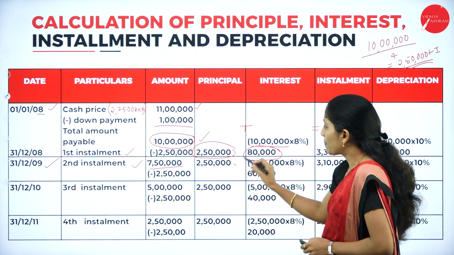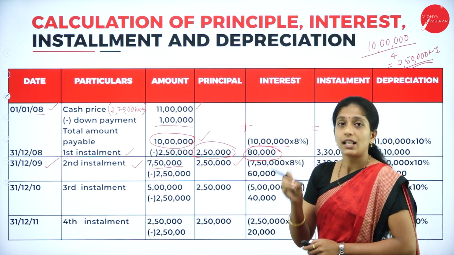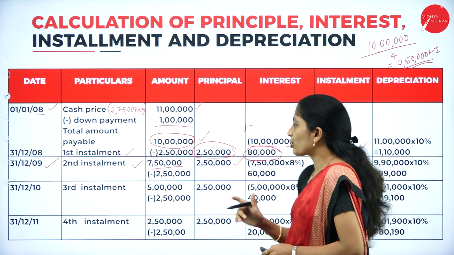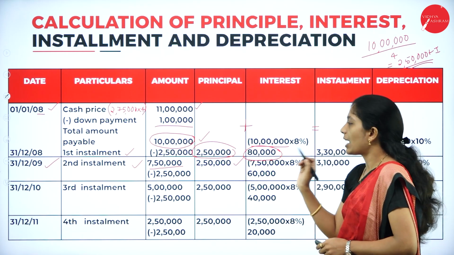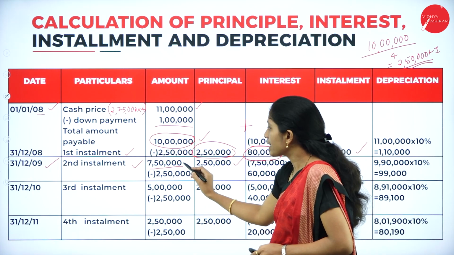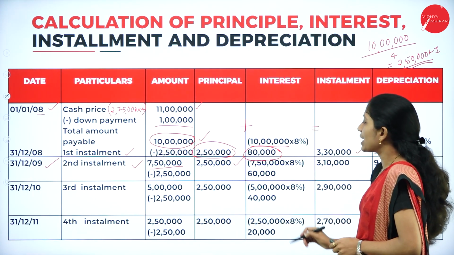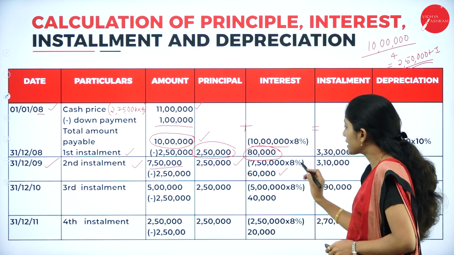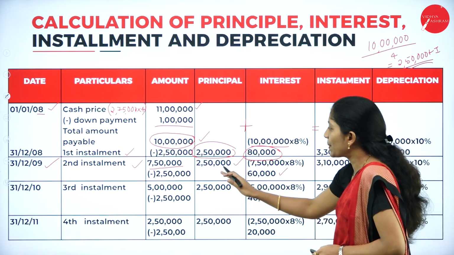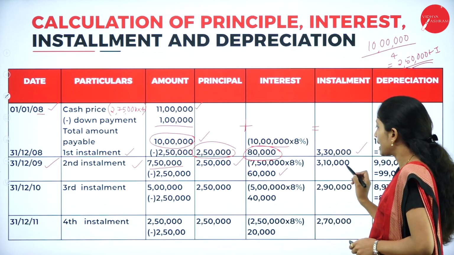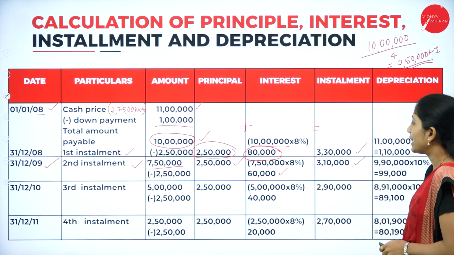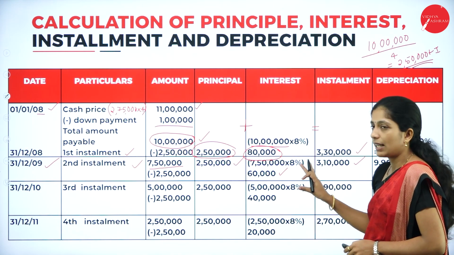Now we know our principal amount is 2,50,000, because in each equal installment we are going to pay that. So the second year principal amount is also 2,50,000, plus interest. Now how to calculate interest? The amount payable in the second year is 7,50,000. 7,50,000 into 8%, so we'll get 60,000. Now we calculate the second year installment, that is principal plus interest: 2,50,000 plus 60,000, so we'll get 3,10,000. Hope you are clear with the second year.